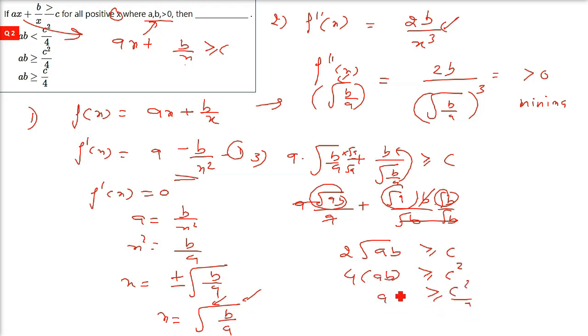Now you see this second option. This is exactly similar to the second option. So what is your answer? What is the option you are going to choose or tick or select? Is the option number 2, which is c square by 4 is less than or equal to ab, or you can call it as ab greater than or equal to c square by 4. That is your final answer.